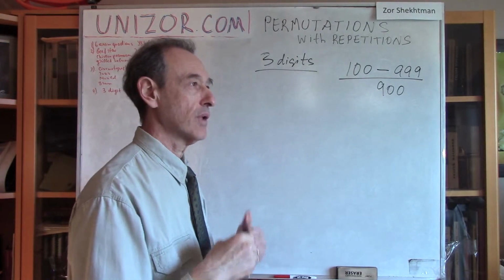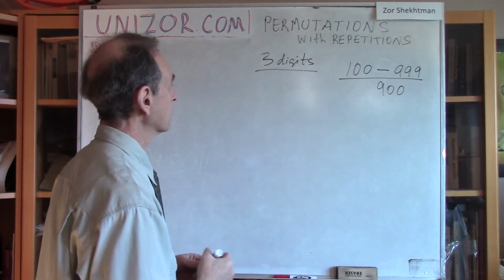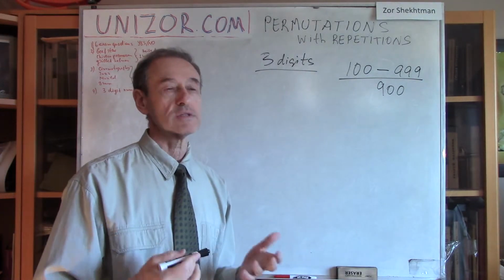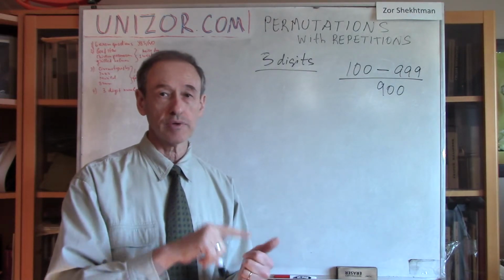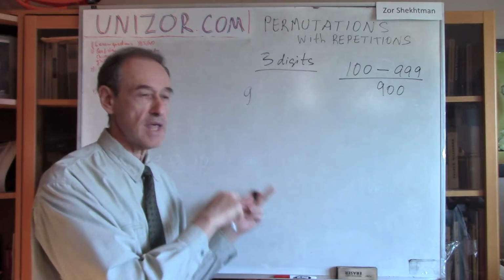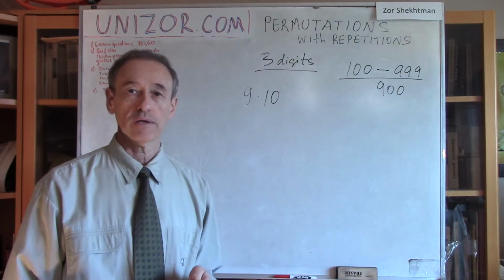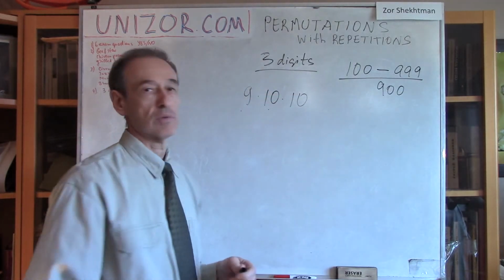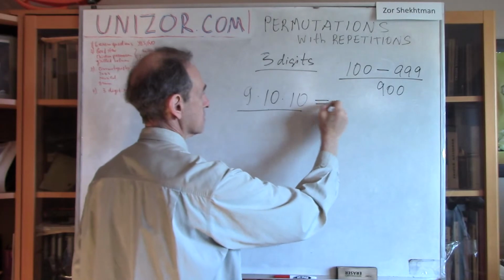Now, how can I get the same number using the combinatorics? Well, let's just think about it. If I have a 3-digit number, what are my choices for the first digit? Now, remember that the first digit cannot be 0, so it can be 1, 2, 3, etc. So for the first digit, I have 9 choices. Now, with each of them, I have 10 choices from 0 to 9 for the second digit, right? So with each of these, I have 10 of these. And the same for the third digit. And this is 900.